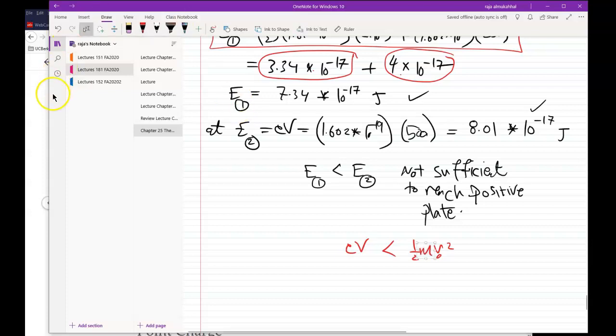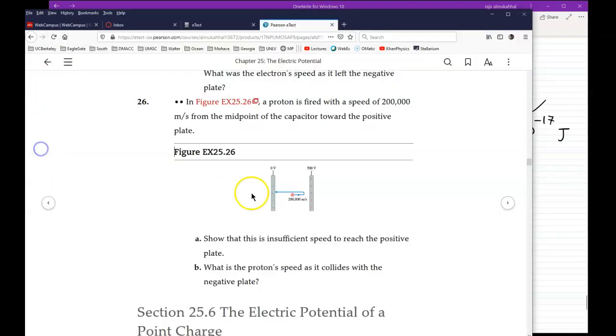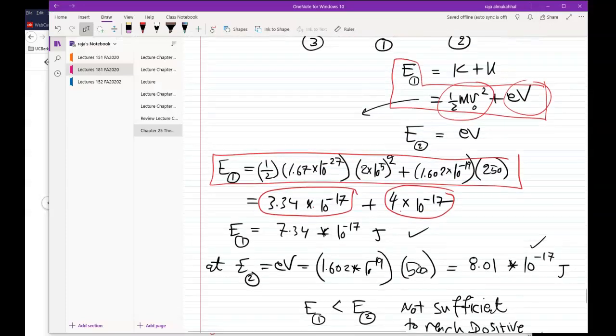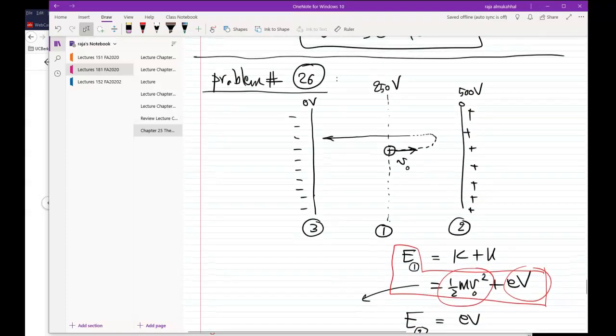Second part. He said, what is the proton's speed as it collides with the negative plate right here? All right, so basically, let's go back to the picture. I want to know the velocity right here.